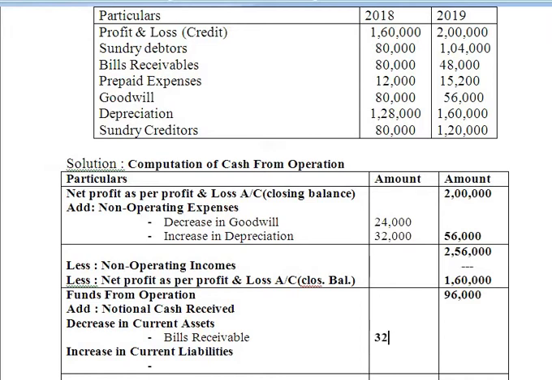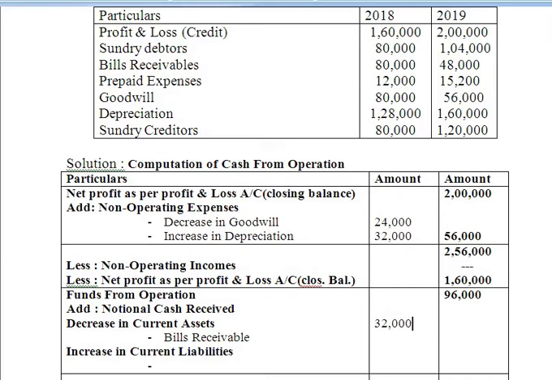How much? 32,000. So how has this 32,000 come? 80,000 minus 48,000, so the balance is 32,000. So this much amount of money is received by the firm. That is why it is notional cash received. Next, what?